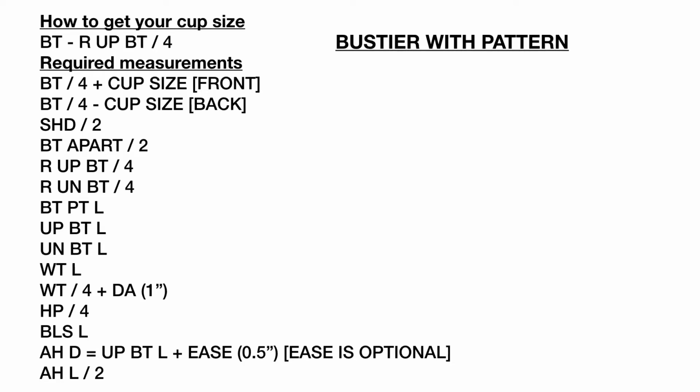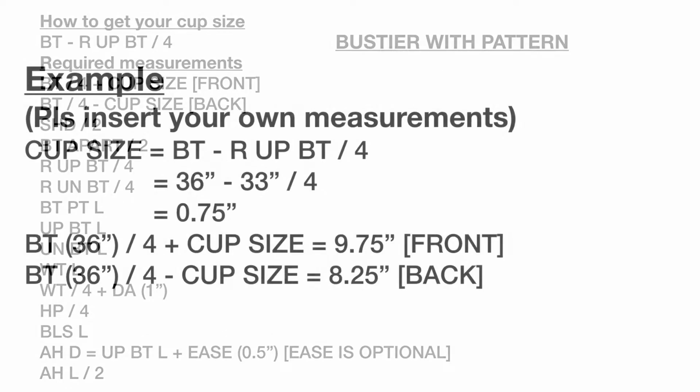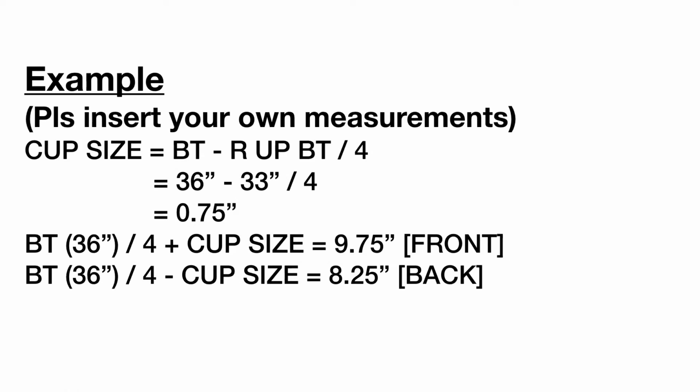Blouse length, armhole depth equal to your upper bust length plus ease, which is 0.5. The ease is optional. You add the ease if you don't want a fitted armhole. Lastly, you need your armhole length, and it's going to be divided by 2. This is an example, so please insert your own measurements to get your cup size, your bust for front and back.